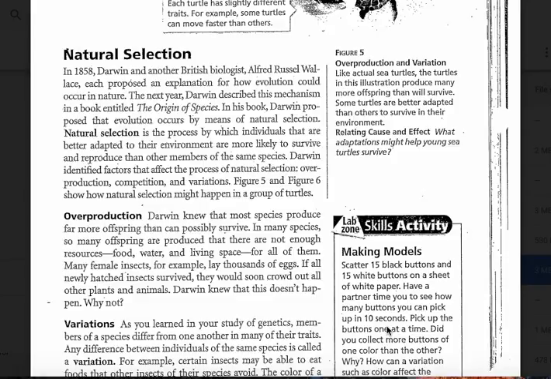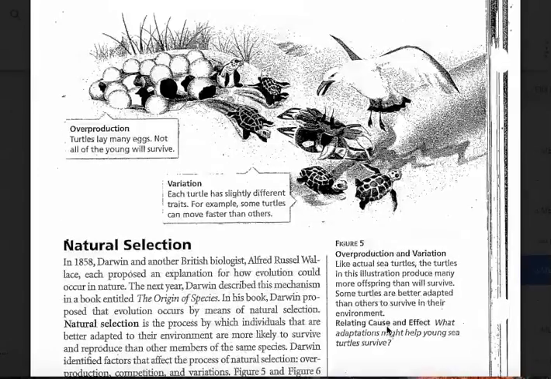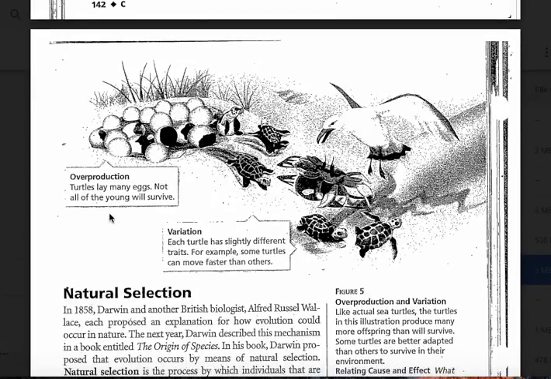Figure 5 and Figure 6 show how natural selection might happen in a group of turtles. Let's take a look at this for a quick second. So, for example, overproduction means that the turtles lay many eggs, and not all of the young babies will survive, which is sad, but true.